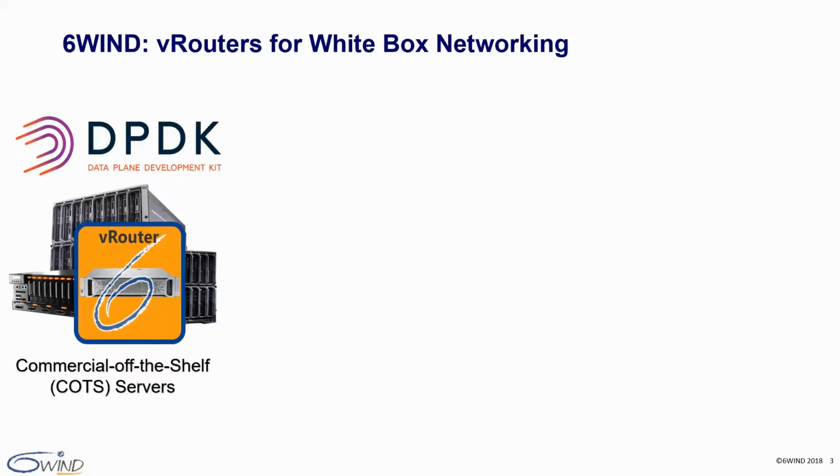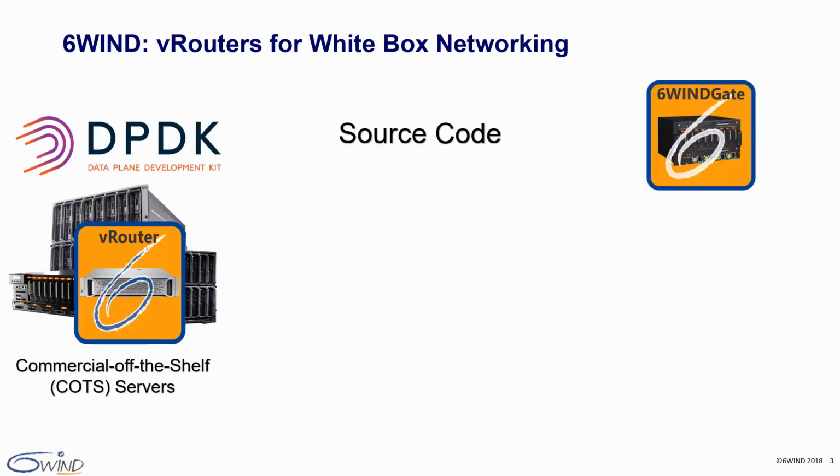Our vRouters are available in 3 different software packages for white box networking. The first is our 6WIN Gate software, which is source code for Linux networking. 6WIN Gate includes complete and modular layer 2 to 4 networking stacks. Here we help our OEM customers build their own vRouter technology and more, including a full range of additional networking equipment and solutions.